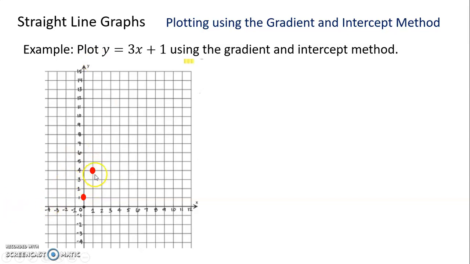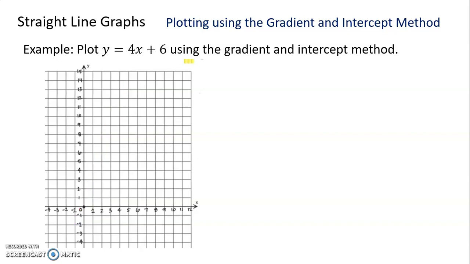Then along 1 and up 1, 2, 3. That's where my next point will be. Along 1, up 3, and then along 1, up 3. So I've got plenty of points plotted now. All I need to do to finish this off is join those points up. It's really important we don't forget to draw the line on. I noticed on some people's work the other day that they had lovely plotted points, but they hadn't joined them up with a straight line. So don't forget that step.